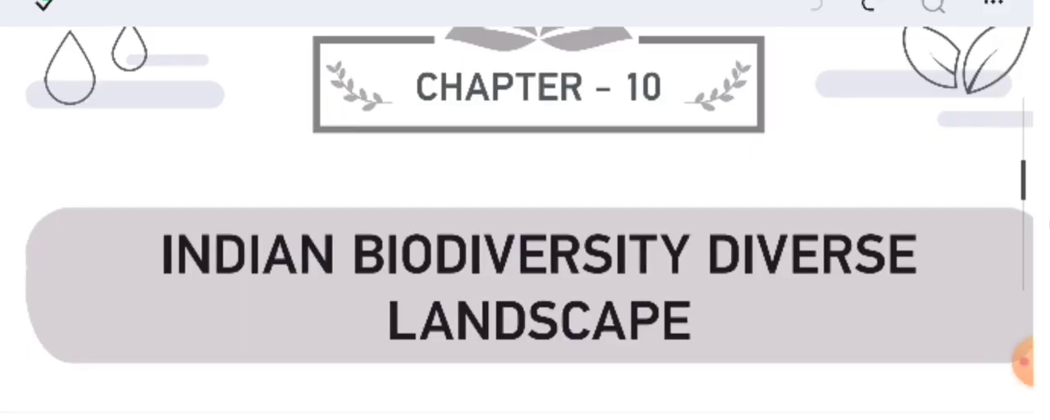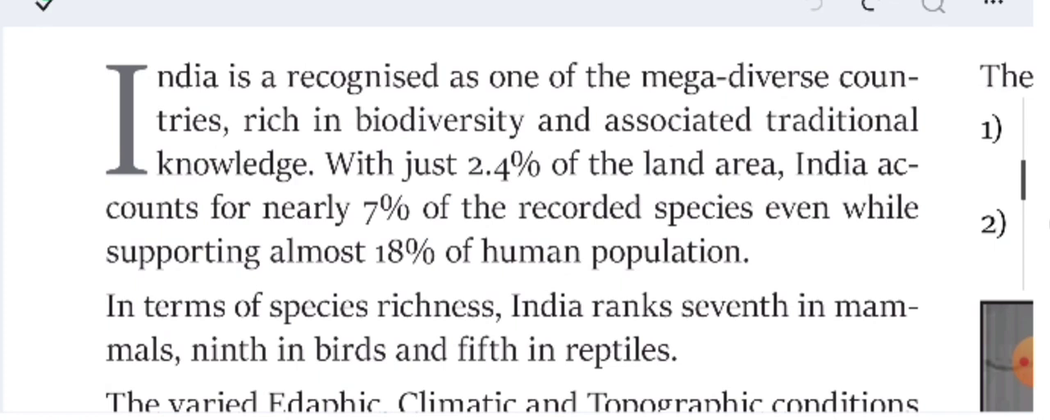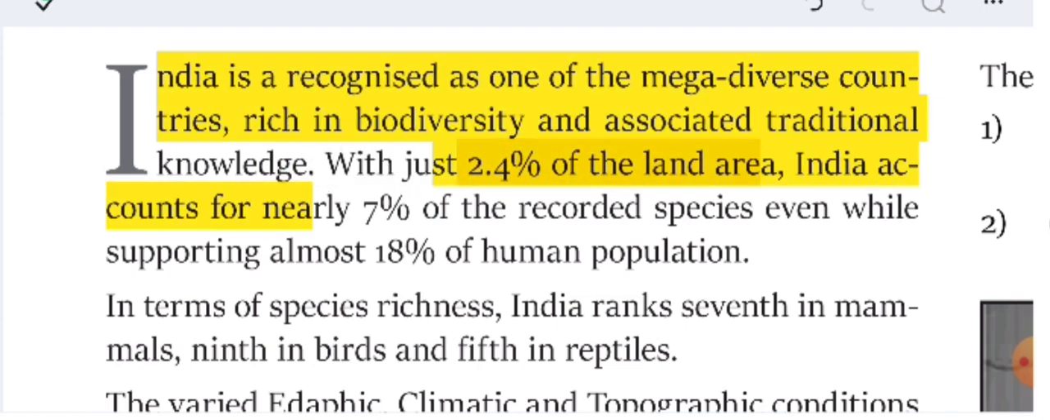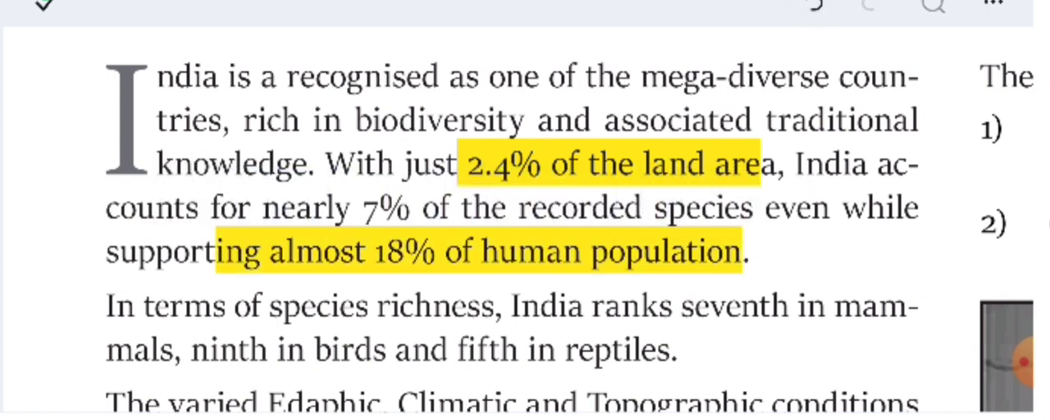Chapter 10, Indian Biodiversity Diverse Landscape. Okay, so India is recognized as one of the mega diverse countries, rich in biodiversity and associated traditional knowledge. With just 2.4% of land area. India का land area कितना है? 2.4%. India accounts for nearly 7% of recorded species, even while supporting almost 18% of human population.